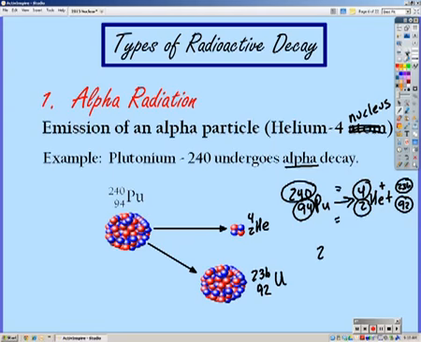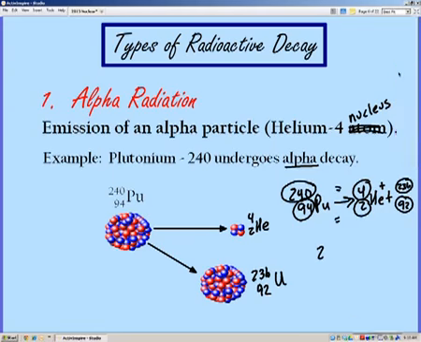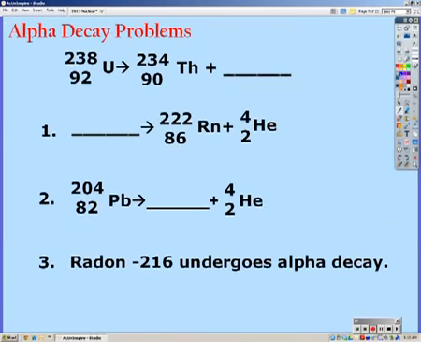Okay, let's do some practice problems. You'll need to write these down in your note packet. All right, let's do the first one together. We have 238 is equal to 234 plus something. 4 plus 234 gives us 238. Something plus 90 gives us 92, that's 2. And 4 2 is alpha, which is He. I'm going to pause the video and try the next 3 on your own, restarting when you have your answer.